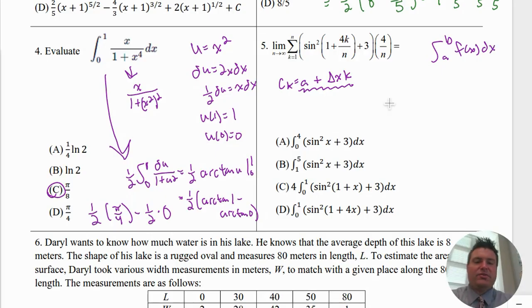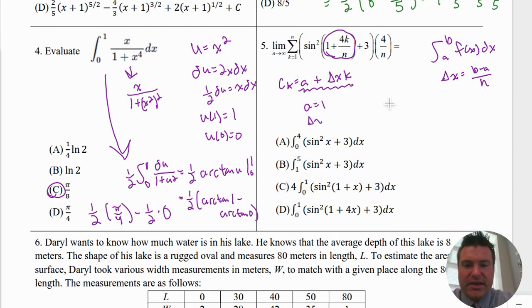That's what the a represents. It represents the bottom bound. So I'm looking for this, and the change of x is always going to be represented by b minus a over n. So I can clearly see that this right here is my c sub k. So because of that, I know my a value is 1. I know that my change in x is going to be 4 over n, which means that b has to be 4 larger than a, so b is 5.